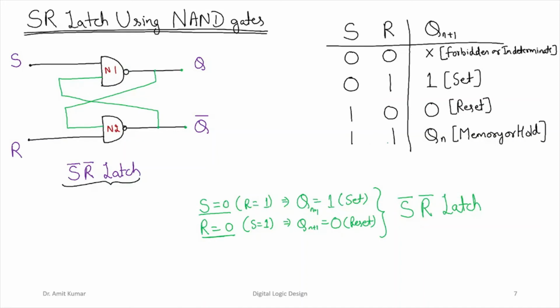If both inputs are 1, it results in the memory or the hold state, right? If one of the inputs, that is R is 1 and S is 0, it results in the set state. And if one of the inputs, that is S is 1 and R is 0, it results in the reset state. How we can realize the functionalities for all of these 4 cases, we will now see in this particular section of this video, right?